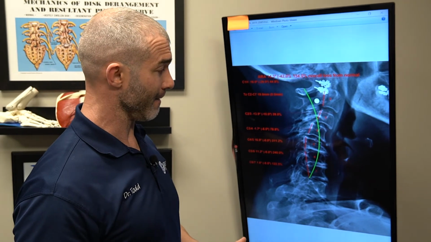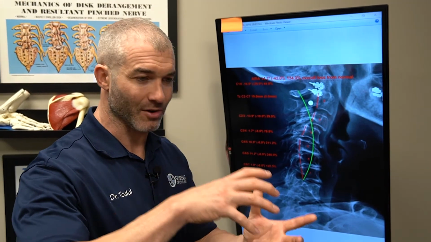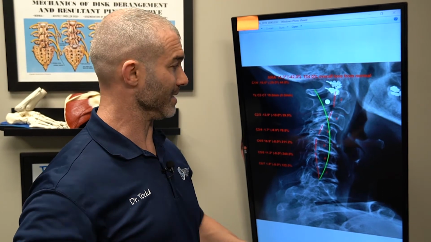Now again, I'll say, are there outliers? Are there people that can have no curve in their neck and for whatever reason they just don't suffer from those same issues as far as that mechanical stress causing the bone to break down at such a rapid rate and being so arthritic? Surprisingly, yes, but it's extremely rare.